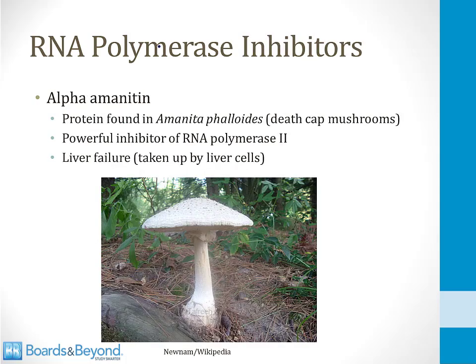There are some naturally occurring substances and also some drugs that function by inhibiting RNA polymerase. One of them is alpha amanitin. This is a protein produced by the mushroom Amanita phalloides, which is also called the death cap mushroom. This protein is a powerful inhibitor of RNA polymerase 2, and if you consume this mushroom, the protein will be taken up by your liver cells, and this will lead to liver failure. And unfortunately, I've seen one person in my career who accidentally ate one of these mushrooms. She ended up in the intensive care unit with acute liver failure and required a liver transplant. It is very dangerous to eat these mushrooms, hence the name death cap mushrooms.